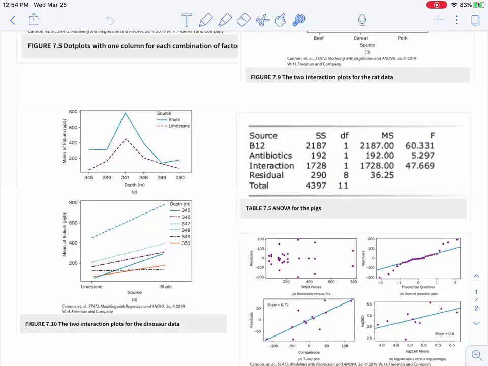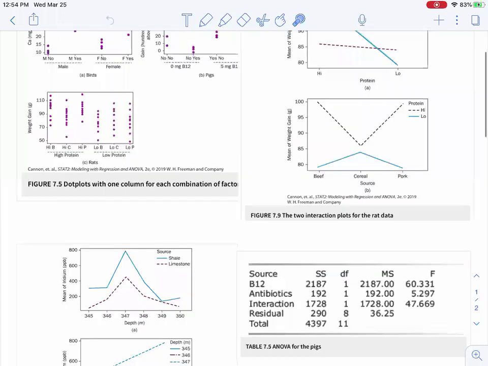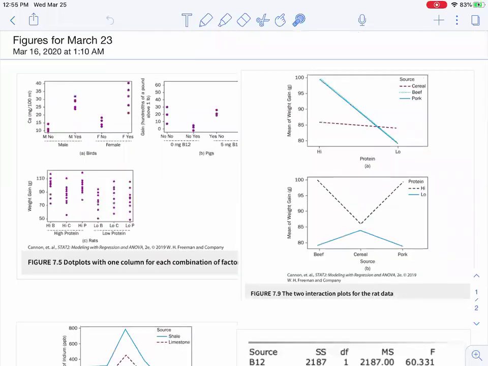So here, if we just look at those figures from last day, right? This is for the pigs data. So pigs were given B12 in combination with antibiotics, and then we measured their weight gain. So there's only 2 levels for B12 and 2 levels for antibiotics. We find that all 3 are significant, right? Especially this interaction term. So where's the pigs data here? Oh, there.